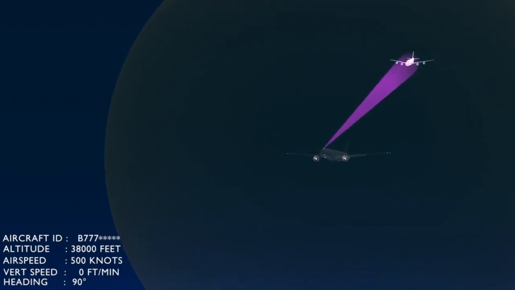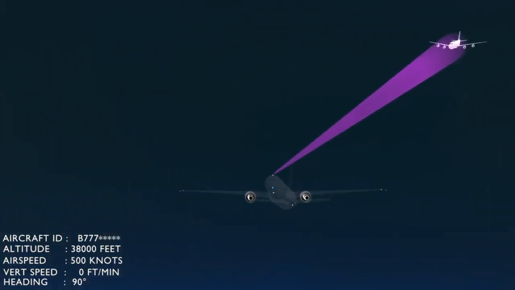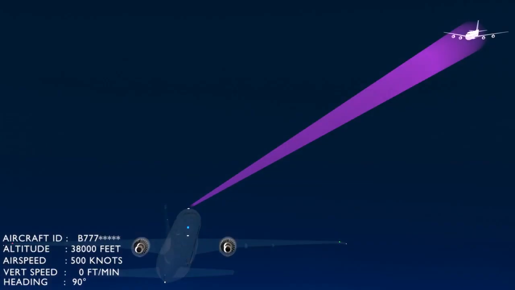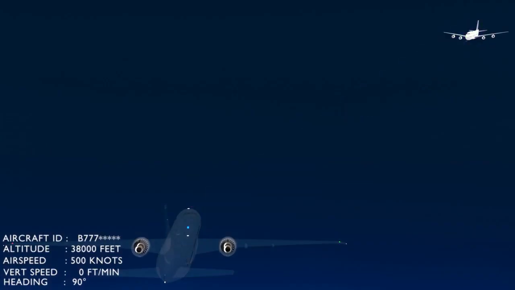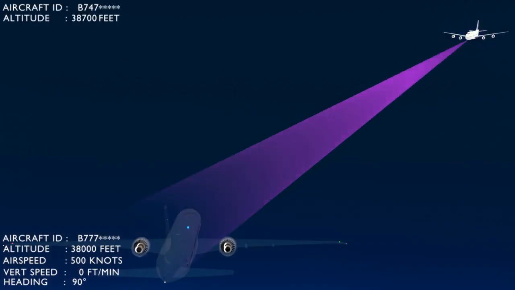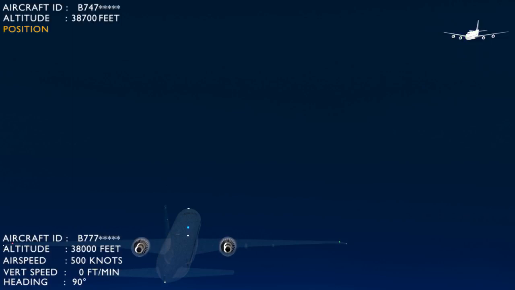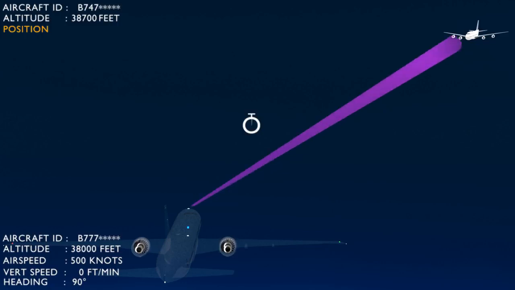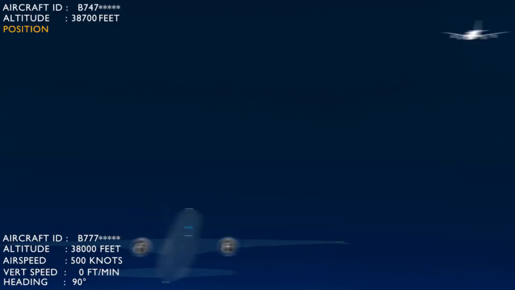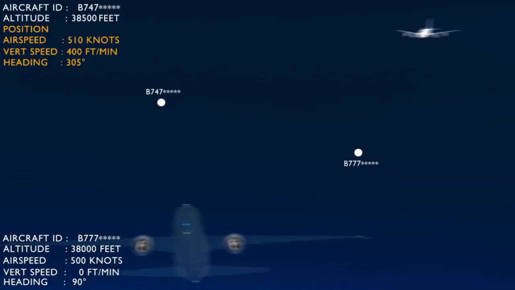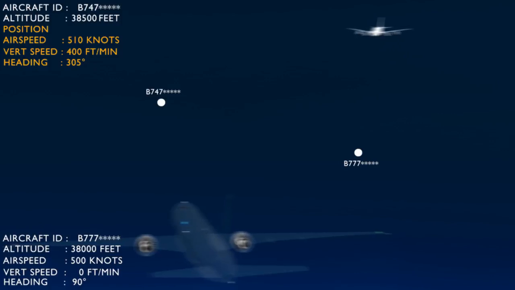The onboard TCAS computer sends interrogation signal to the traffic aircraft. The TCAS computer of the traffic aircraft responds with identification code and altitude. The onboard TCAS computer locates the position of the traffic aircraft by tracking the direction of the response signal and calculating the distance from the traffic by measuring the time taken between interrogation and response. Change in altitude and position of the traffic over time helps the TCAS computer to calculate the airspeed, vertical speed, and heading of the traffic aircraft.